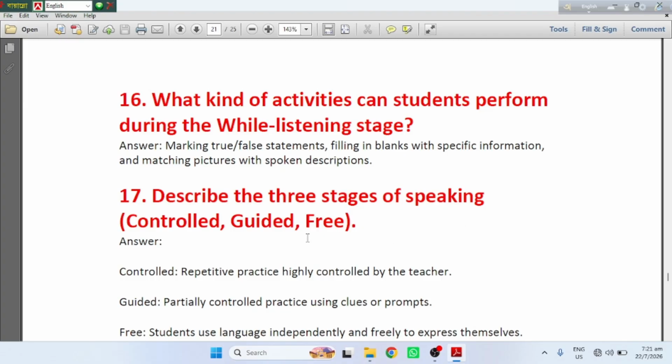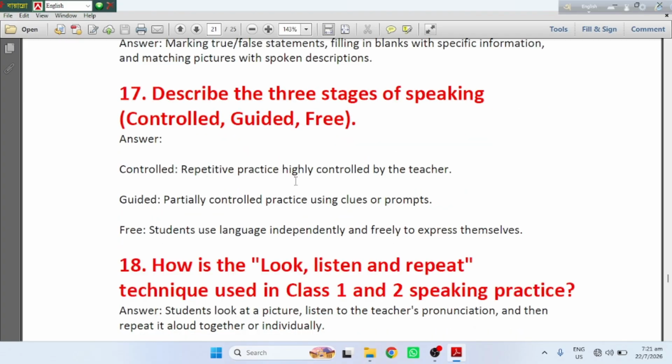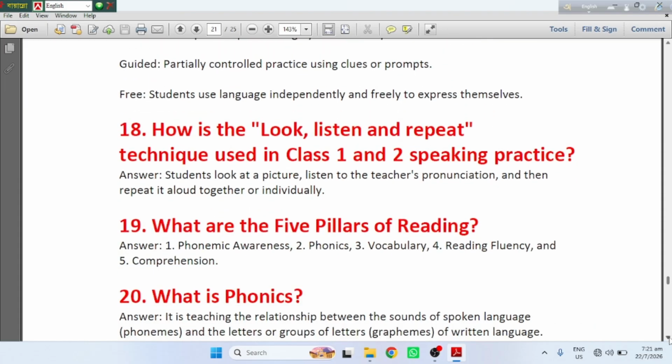Describe the three stages of speaking: controlled, guided, and free. Controlled, receptive practice, highly controlled by the teacher; guided, partially controlled practice using clues or prompts; free, students use language independently and freely to express themselves. How is the look, listen, and repeat technique used in class 1 and 2 speaking practice? Students look at a picture, listen to the teacher's pronunciation, and then repeat it aloud together or individually.